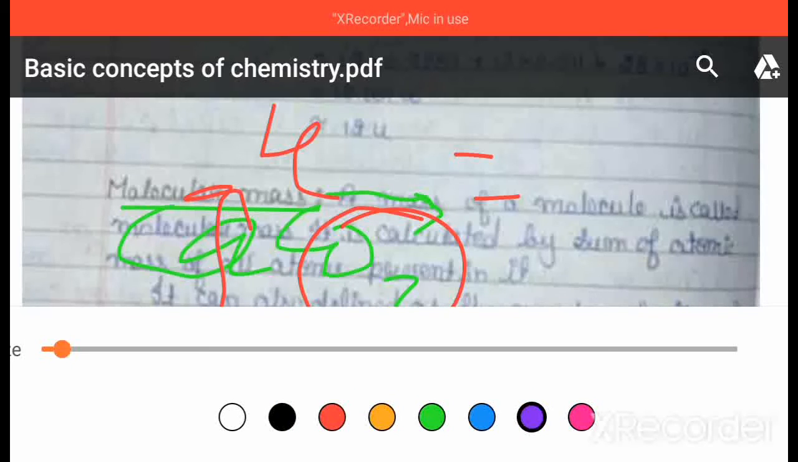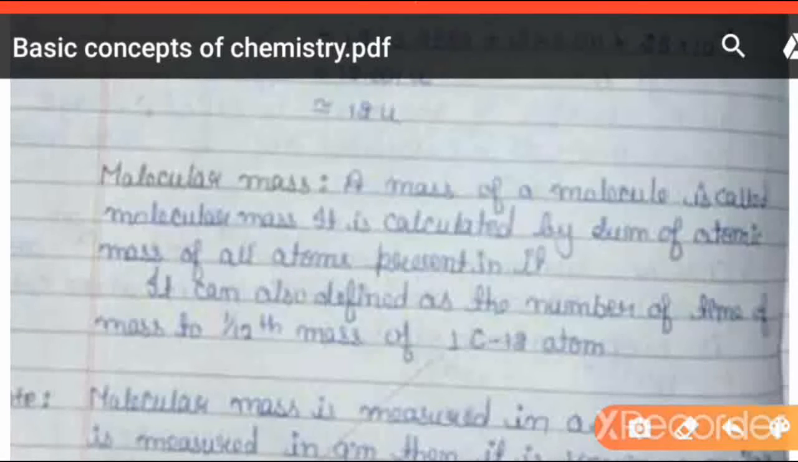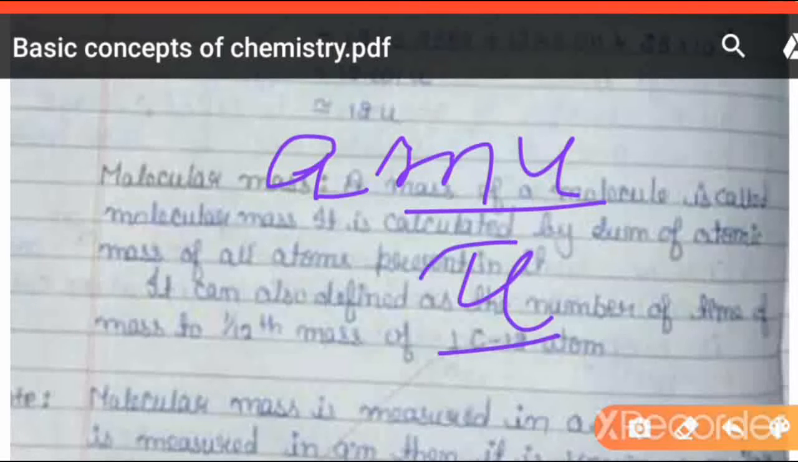We know that the atomic mass of calcium is in AMU or u. Similarly, the atomic mass of carbon is in u and the atomic mass of oxygen is in u. So ultimately the molecular mass is measured in AMU or unified mass. Okay. So molecular mass is given in AMU, right? This AMU can also be written as u, right?